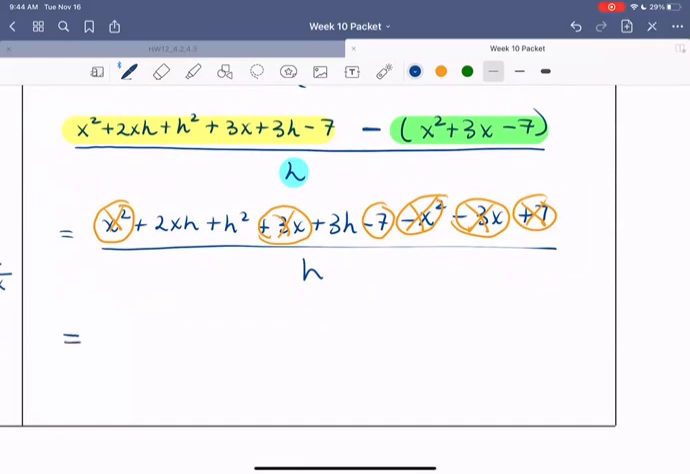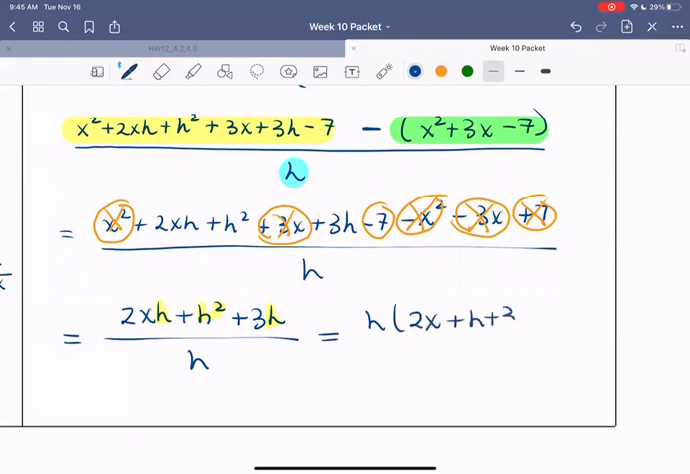So let's go ahead and just write out what we have left in the numerator. So we have 2xh plus h squared plus 3h all over h. So are there any like terms in that numerator? Well, you might notice that we have an h in each term. So let's go ahead and factor out that h. So that looks like we have an h in each term. So that looks like 2x plus h plus 3 will remain when we factor out that h.